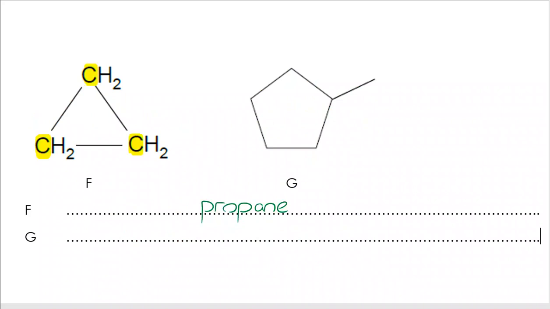And for F, the longest carbon chain is 3. It cycles back round on itself though. When we have a cyclic alkane, we use the prefix cyclo. So the first one is cyclopropane.